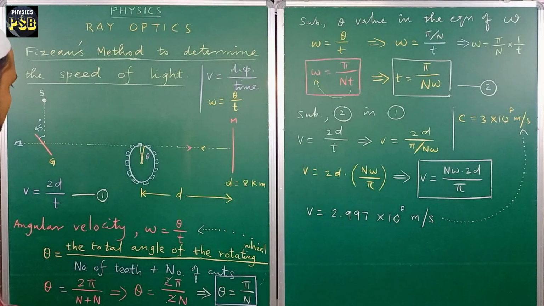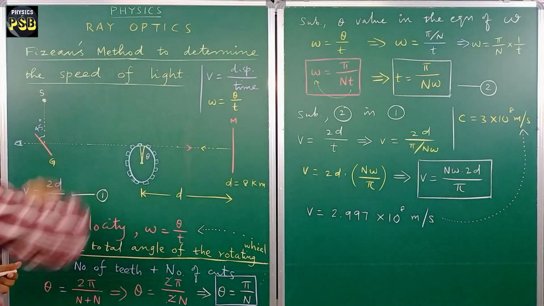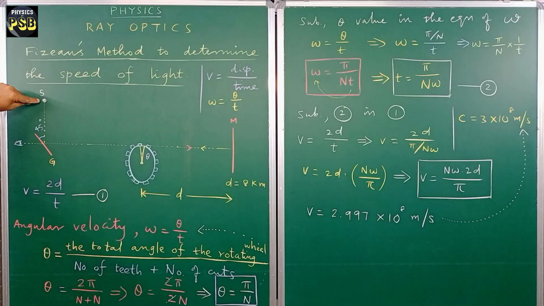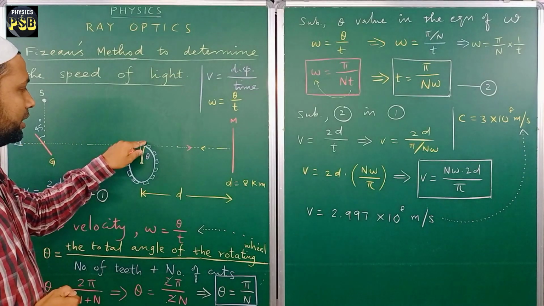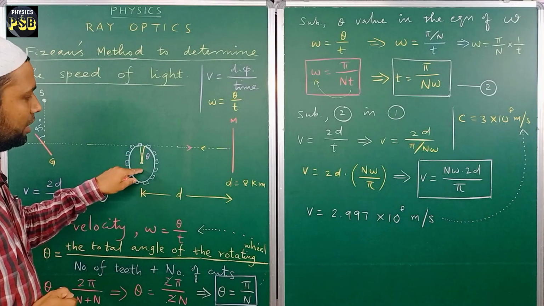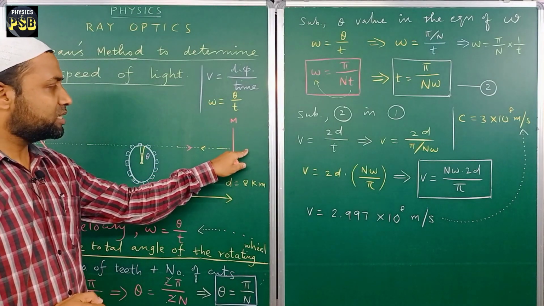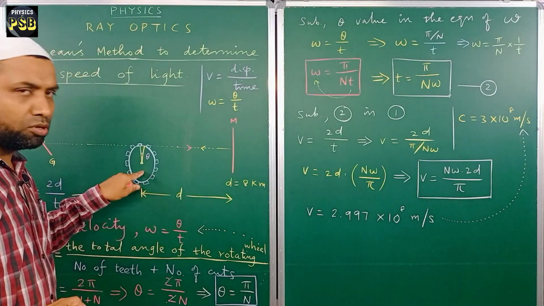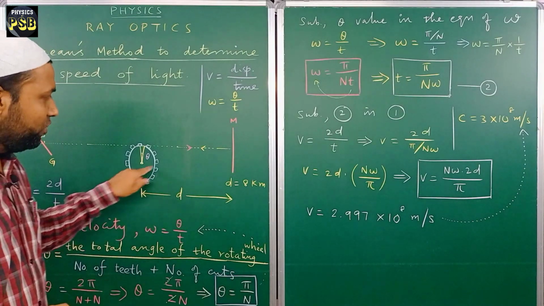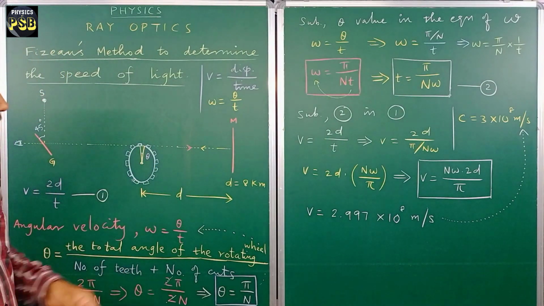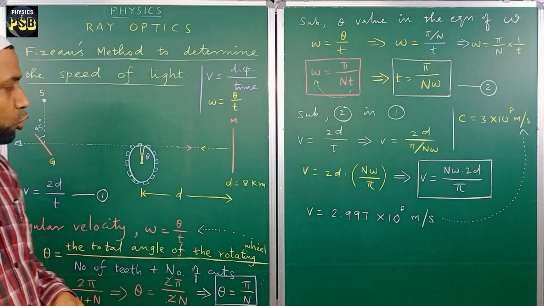Before conclusion, let me explain the experimental setup once. Here, what he did: a ray of light from a source is made to fall on a glass plate which is inclined at an angle of 45 degrees. Then this ray of light gets reflected and passes through a cut present in a toothed wheel and is made to fall on a mirror which is kept at a distance of d from the toothed wheel. The distance between the toothed wheel and the mirror was kept as 8 kilometers.